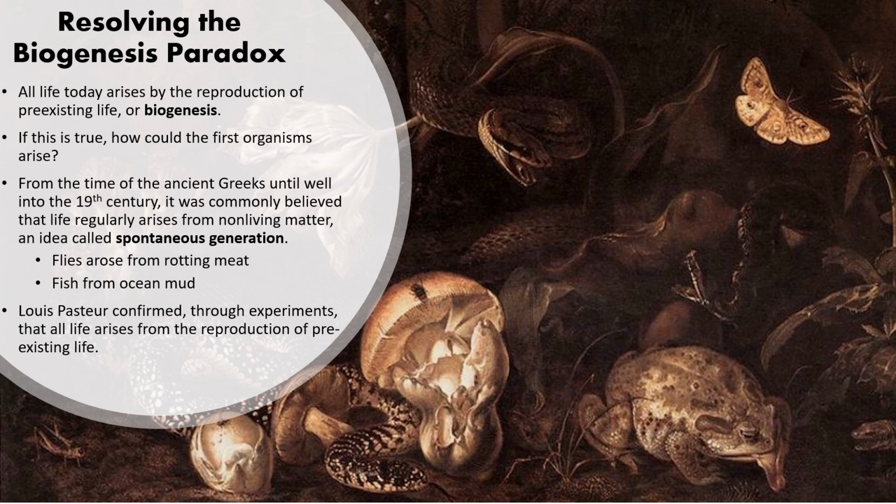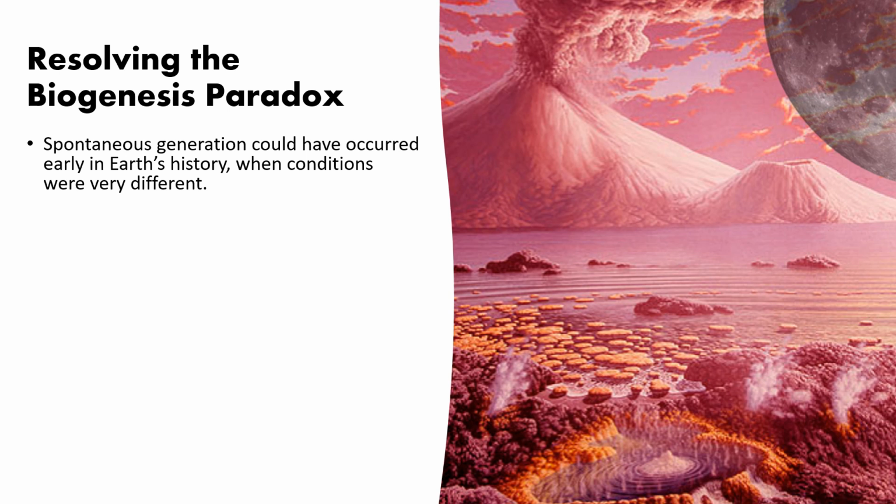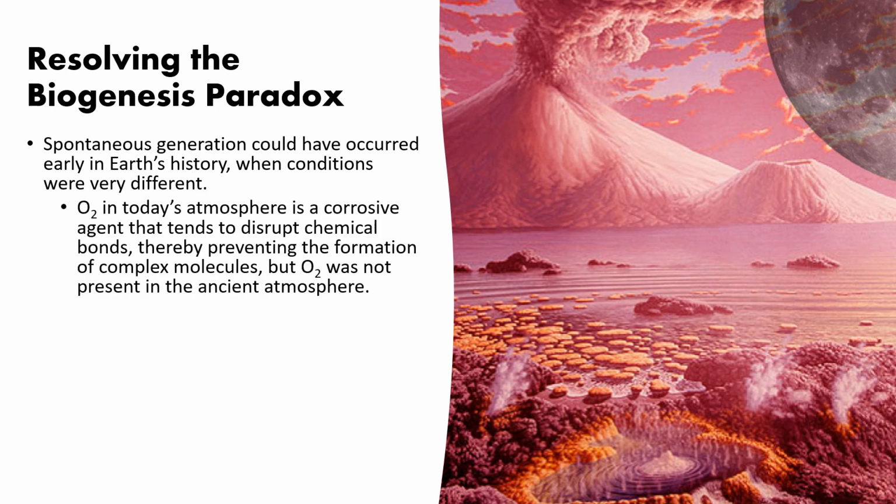Okay, and so again, Louis Pasteur confirmed through experiments that all life arises from reproduction of pre-existing life. And so it is thought that spontaneous generation could have occurred on the very early planet when the conditions were very different. So today we have a high level of oxygen in our atmosphere, but oxygen is very corrosive and it will disrupt chemical bonds. And so on a very early planet, if oxygen would have been present, chemical bonds that are essential for these first steps of life to occur would not have been able to happen. And so oxygen was absent from a very early planet, which probably was extremely important for the spontaneous generation of life.